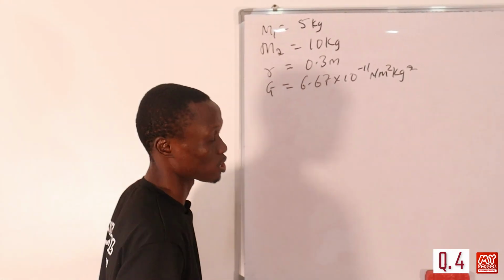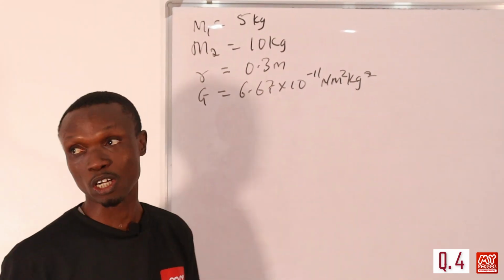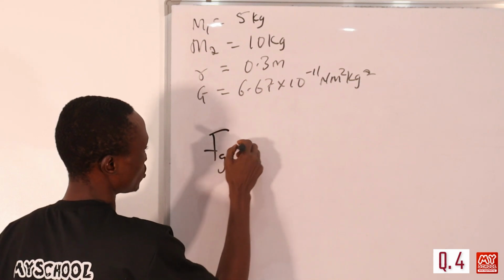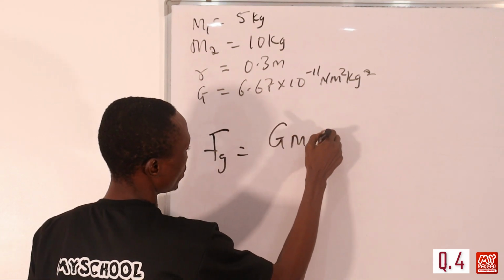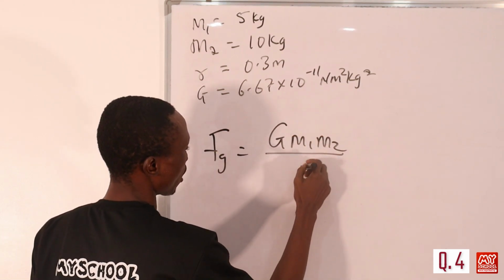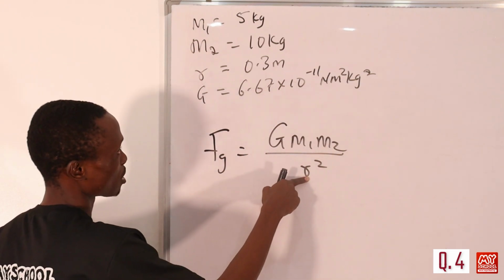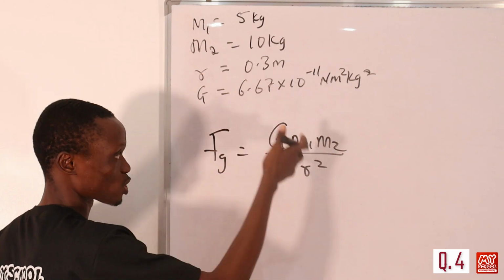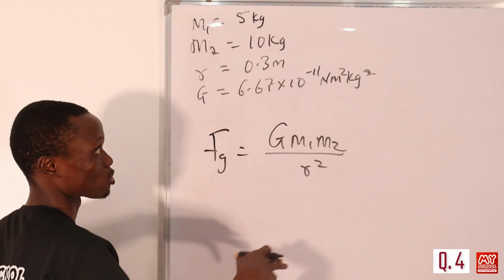In this question, we are asked to calculate the force of attraction between the two masses, which is Fg equals G m1 m2 all over r square, where r stands for the distance between the two masses, m1 is the first mass, and m2 is the second mass of the body.